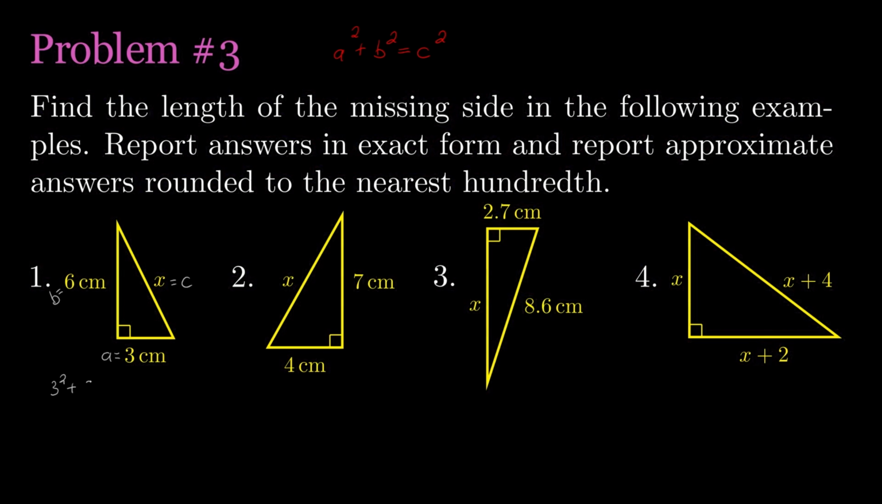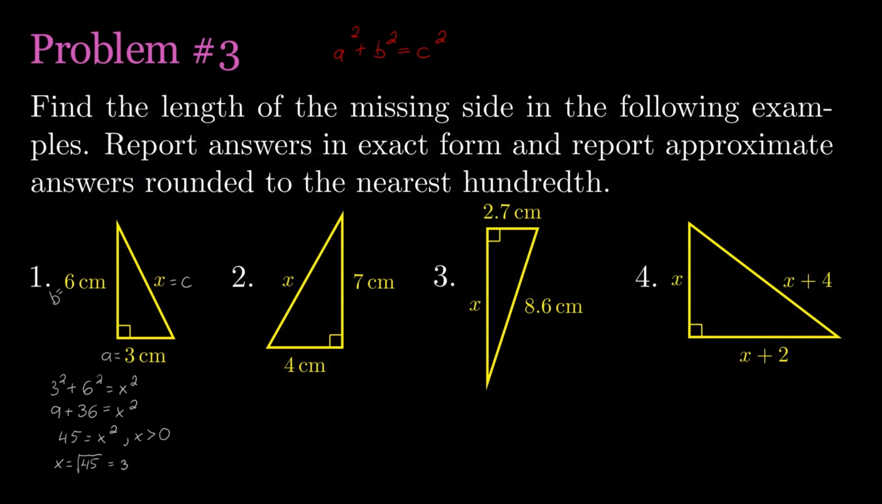So in the first example, we have 3 squared plus 6 squared equals x squared, which is 9 plus 36 equals x squared, which is 45 equals x squared. Acknowledging that x represents the length, so it must be greater than 0, we will be only taking the positive square root of 45 for x.